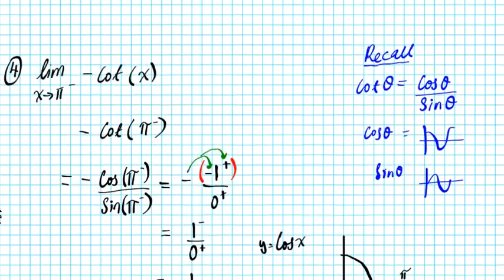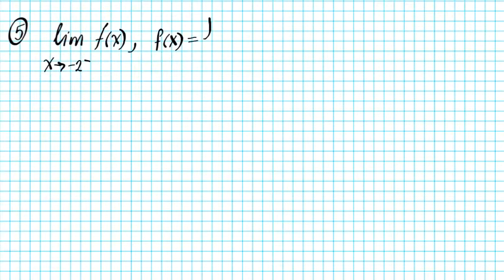Okay, so for the last one, problem 5, what if we want to find the limit as x approaches negative 2 from the left of a piecewise defined function, defined as f of x is 2x plus 1 when x is less than negative 2, and f of x has a value of 1 when x is greater than or equal to negative 2?